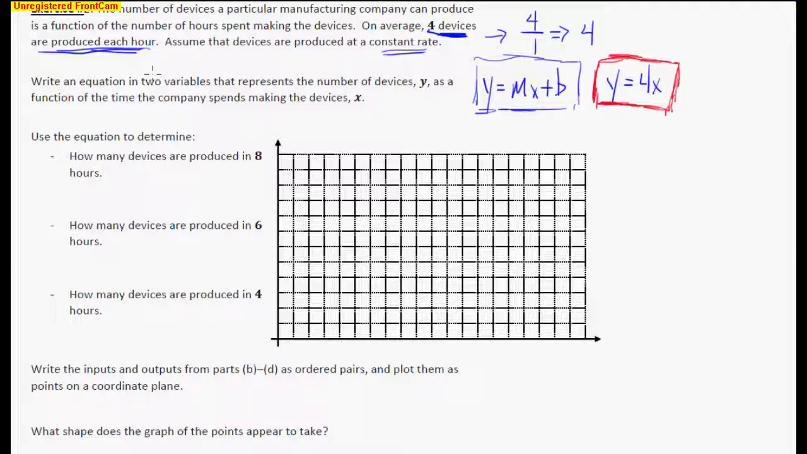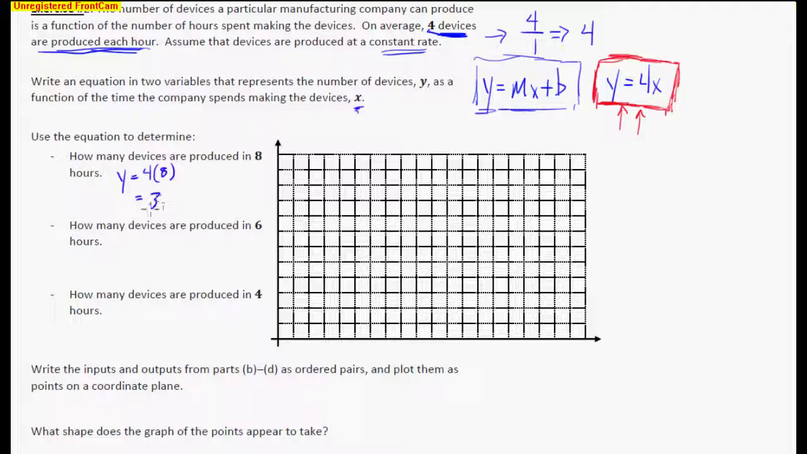All right, so now once we have the equation, once we have the function, the rest is really super easy, okay? Because you simply plug in the numbers that they give you. You got to make sure you put it in the right spot. So how many devices are produced in 8 hours? Well, which of these variables is describing time? All right, and right here it says the time is going to be your x. So I'm just going to come over here and I'm going to go y equals 4, and I'm going to plug in an 8 where I see the x.